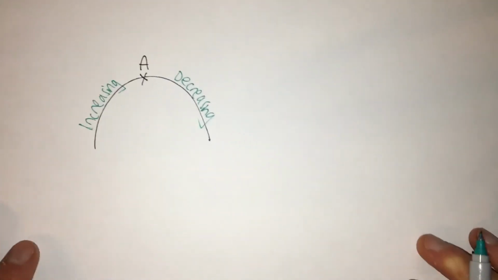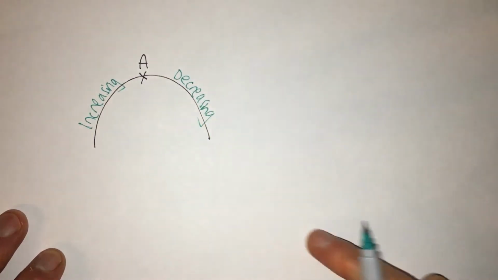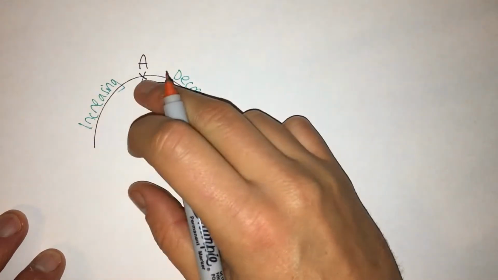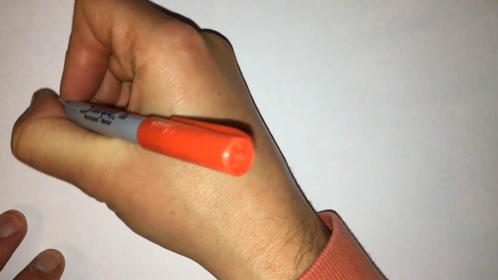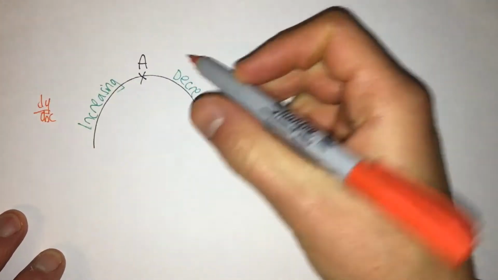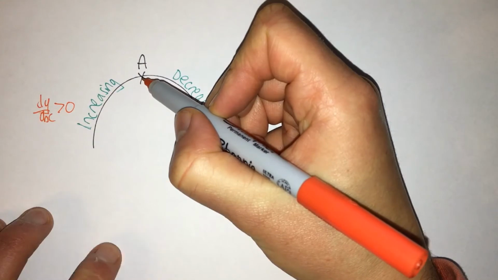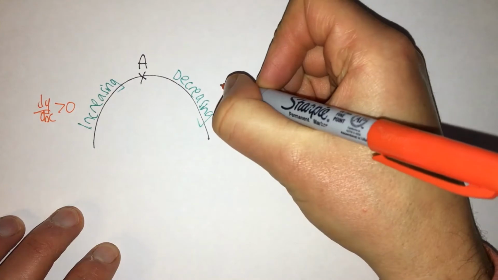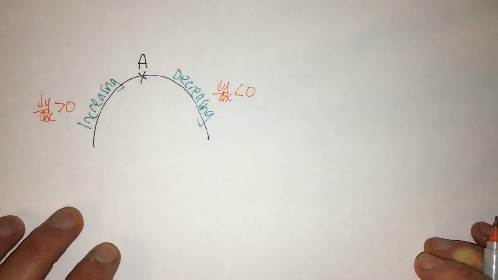This means that once we've determined where this stationary point is, we can identify whether it's a maximum, a minimum, or a point of inflection by considering the gradient before and after that point, the gradient of the tangent. So in this case, for point A, it's a maximum, so the gradient, which is given by the gradient function, will be greater than 0, approaching that point from the left-hand side. At that point, the gradient is 0, and then after that point, the gradient given by the gradient function dy by dx is less than 0.